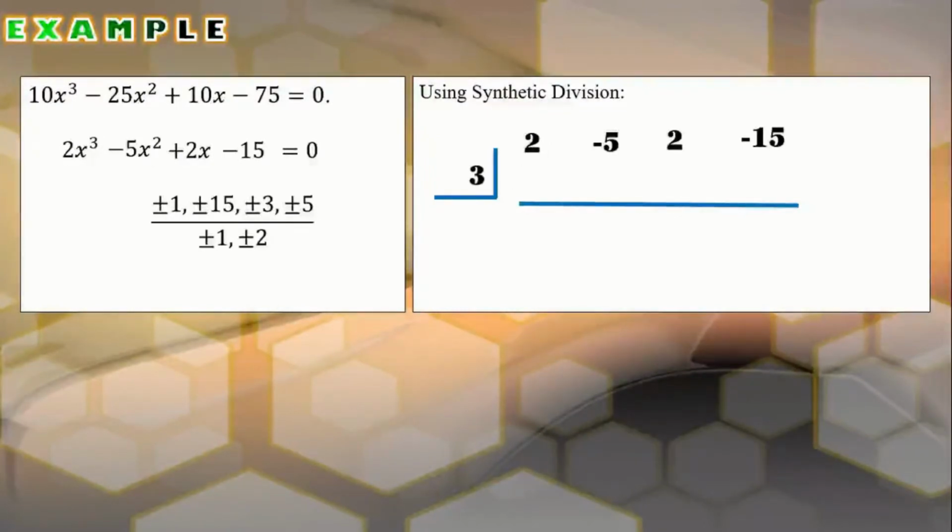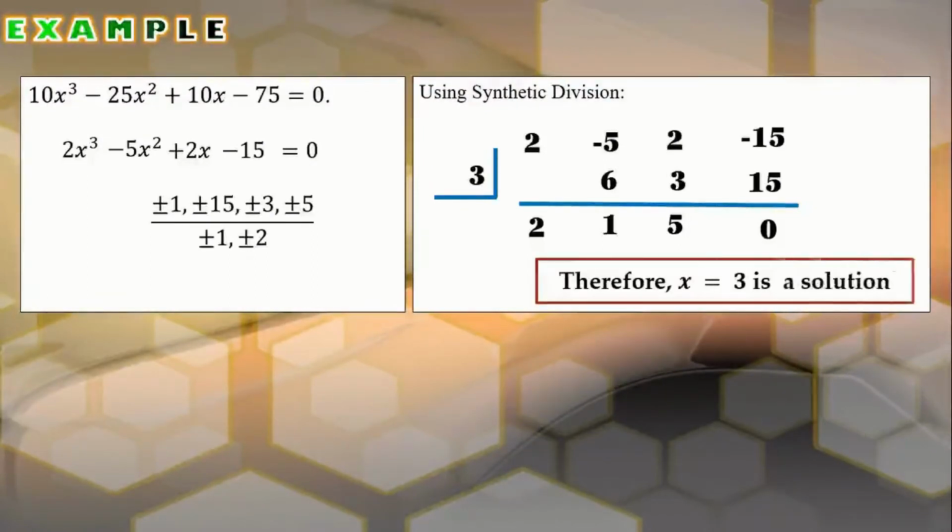So, if we will use positive 3 as our divisor, then that would be 2, and then 3 times 2, that will become 6. And then negative 5 plus 6 is positive 1. 3 times 1 is 3. And then 2 plus 3 is 5. And then 3 times 5 is 15, and negative 15 plus 15 is 0. Uy, swerte. Okay? So, naging 0 siya. Meaning, ang 3 natin is our solution. Okay? So, x is equal to 3 as our solution.